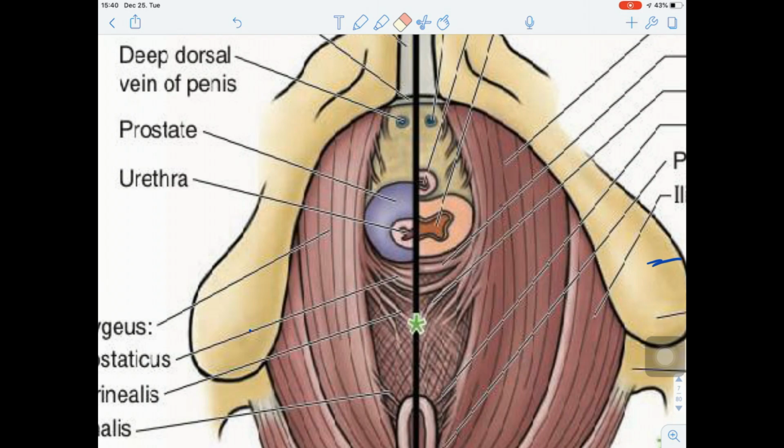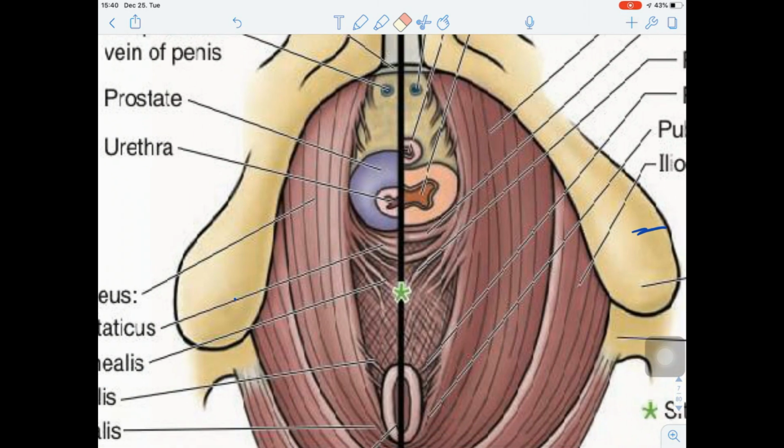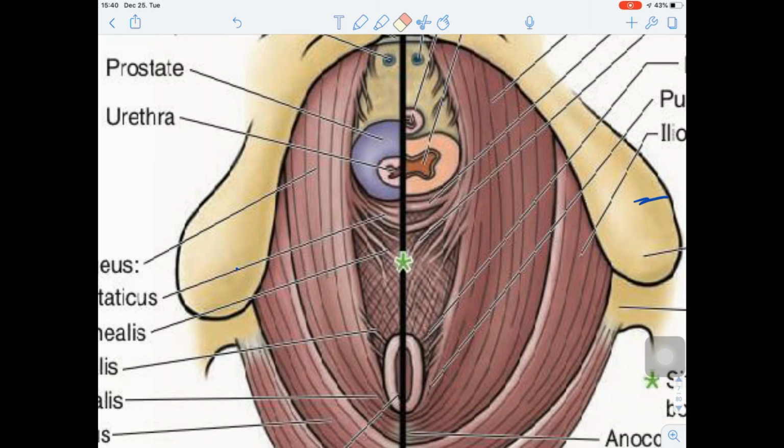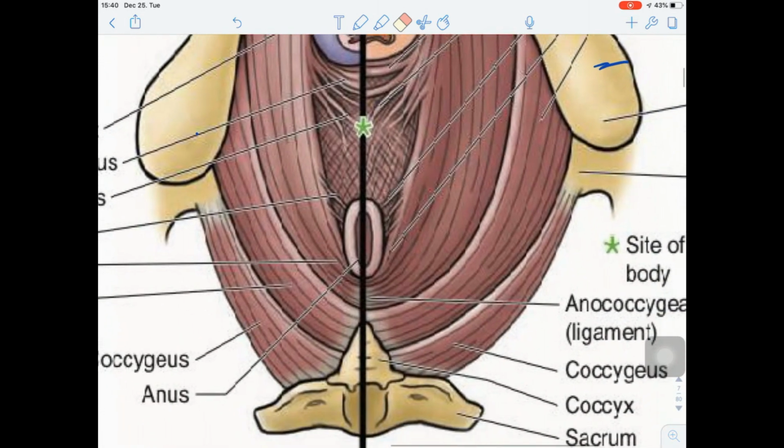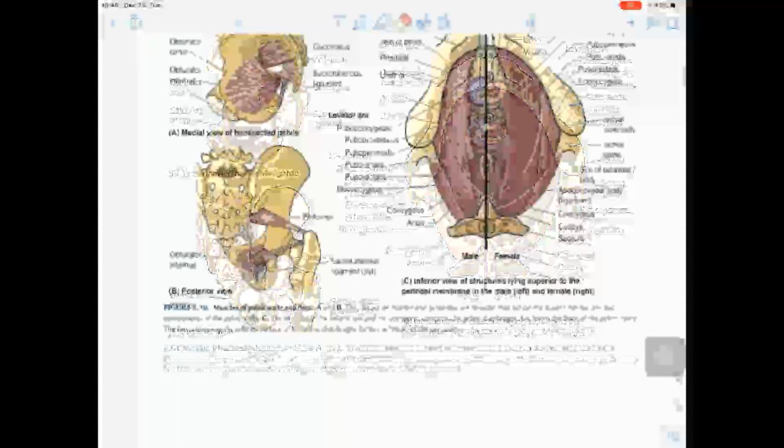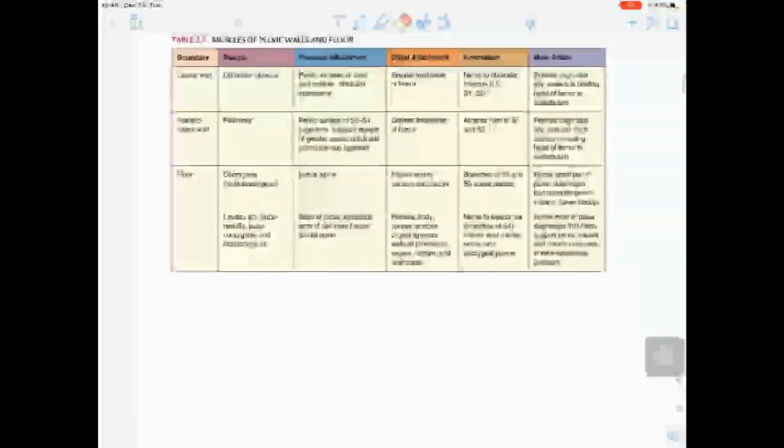So pubococcygeus gives you these three different muscle fibers. In the male: puborectalis, puboperinealis, puboprostaticus. In the females: puborectalis, puboperinealis, and pubovaginalis. So the only difference is the prostate and the vagina. That's it. So that's pretty much about these guys.